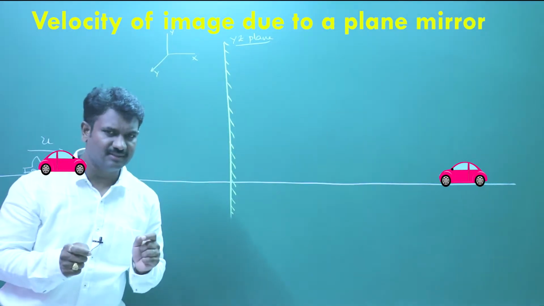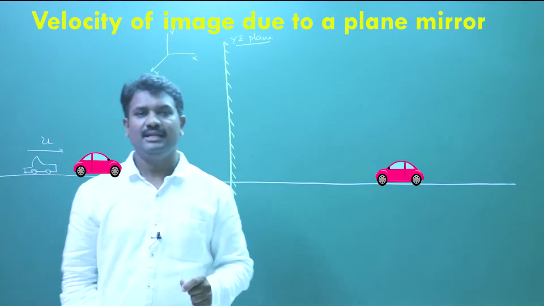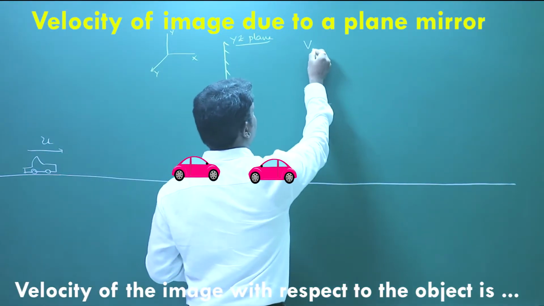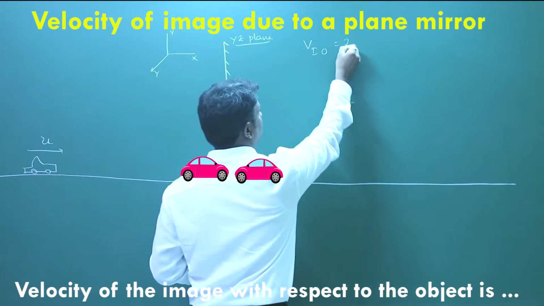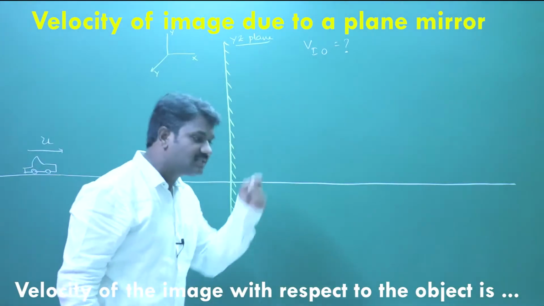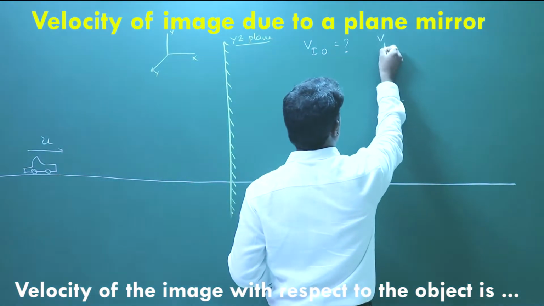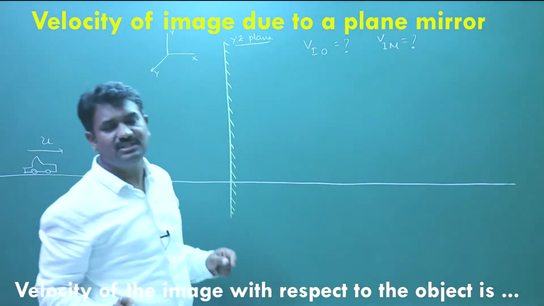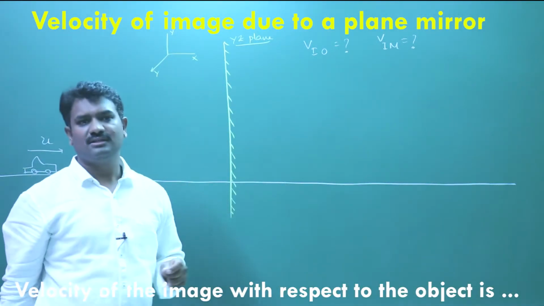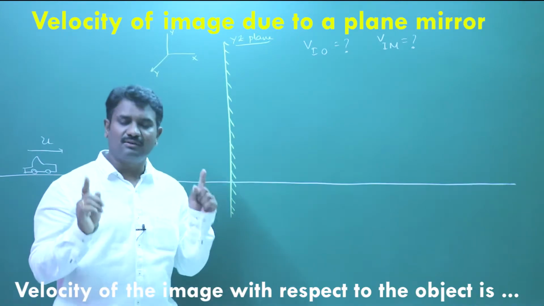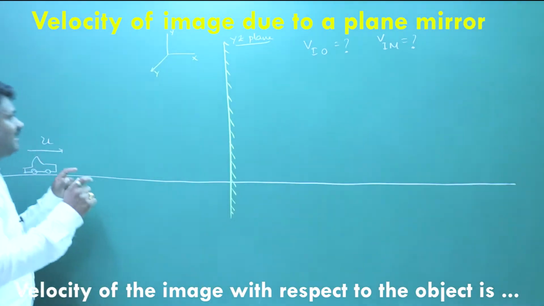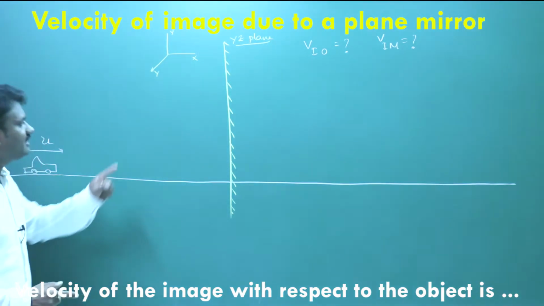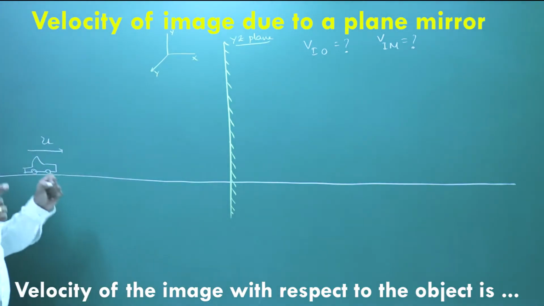Is my question correct? My question is incomplete. Here I should ask my question like this: what is the velocity of image with respect to object? Or else I can ask the velocity of image with respect to mirror. If I ask the questions like this, these questions are correct. But if I ask what is the velocity of the image, the question is wrong. What is the velocity of the image with respect to the observer, as well as what is the velocity of the image with respect to the mirror? I should ask the question like this.